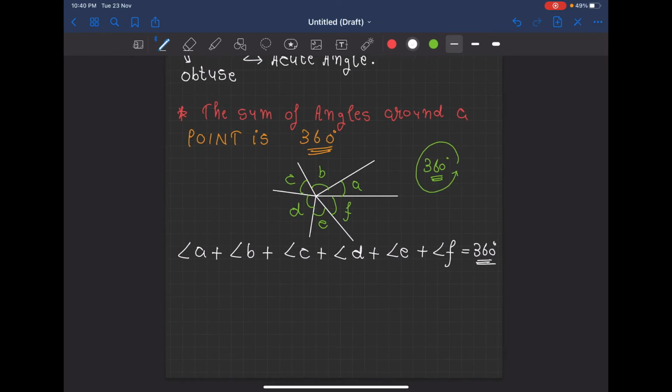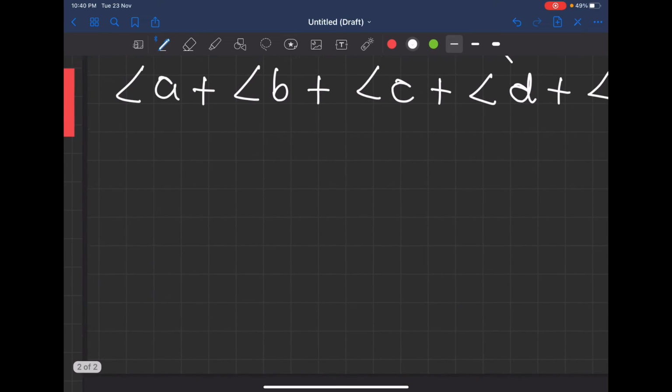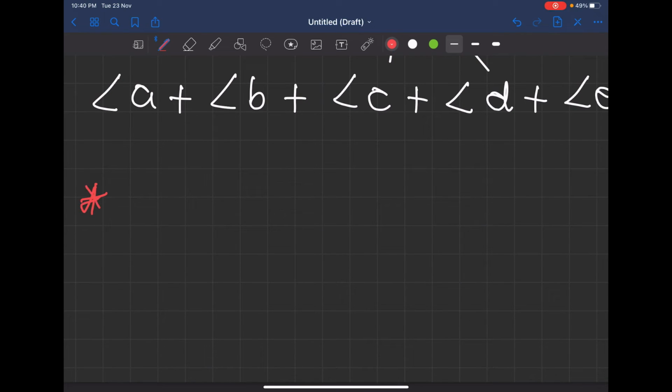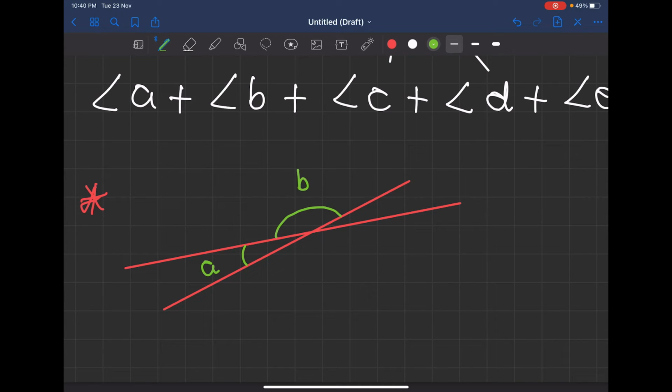Okay guys, moving on to the next property. The next property states that if you have two intersecting lines, let's say I have a line like this and another line like this, let me mark this as angle A and this one as angle B. Now, what the other property says is that when two lines intersect, two pairs of vertically opposite angles are formed. We can clearly see that opposite to angle A is this angle, we don't know what its value is, and opposite to B is this angle.